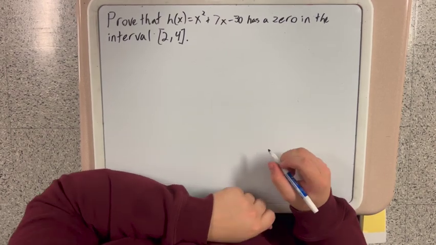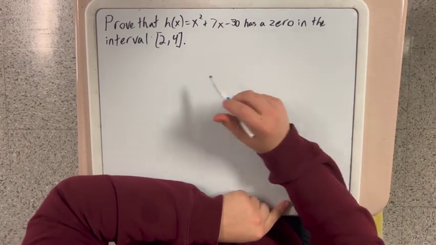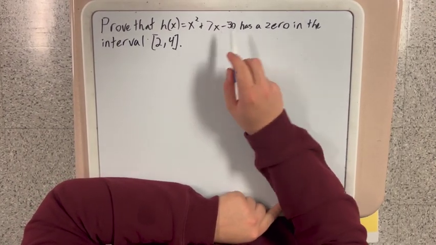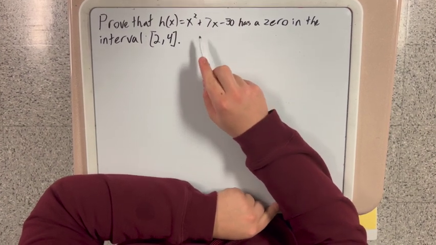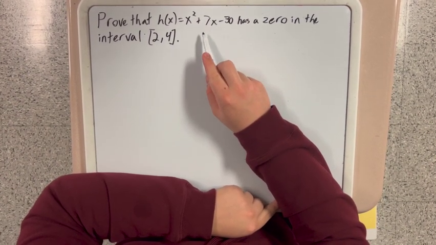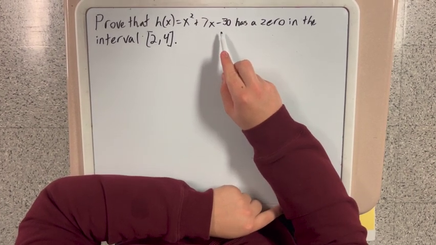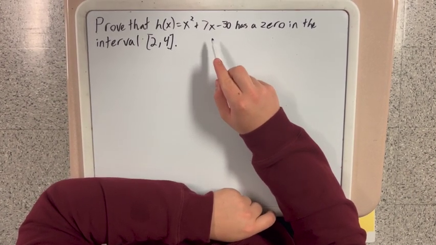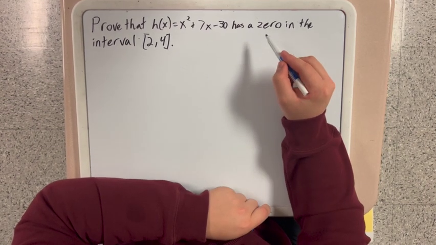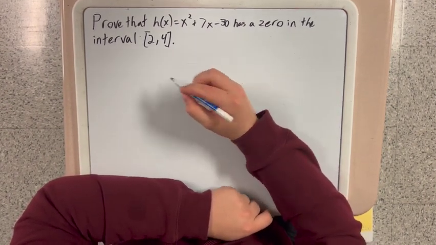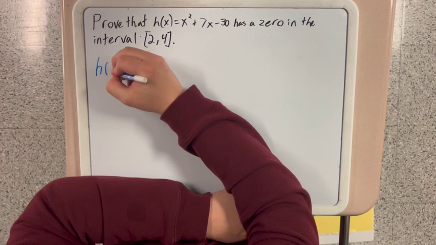So in this practice problem, we're trying to find if there's a 0 on the interval of 2 to 4. This is our function here. As you can tell, this function is continuous. So that means we can use the intermediate value theorem to find if there's a 0. So to find if there's a 0, first we have to find h of 2 and h of 4.